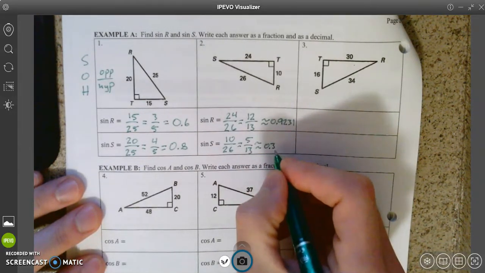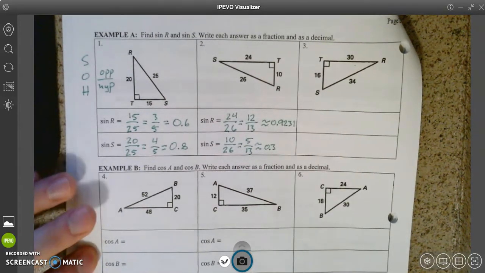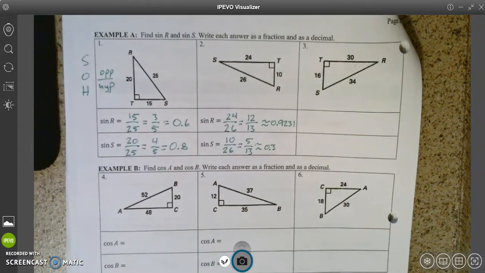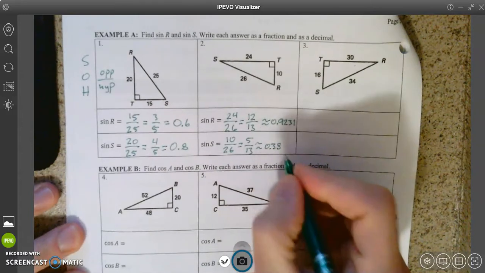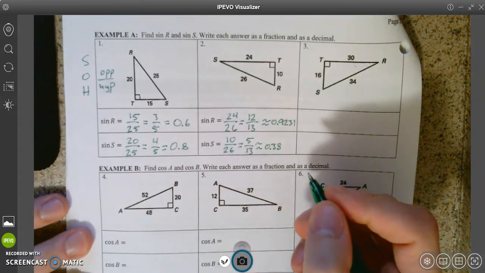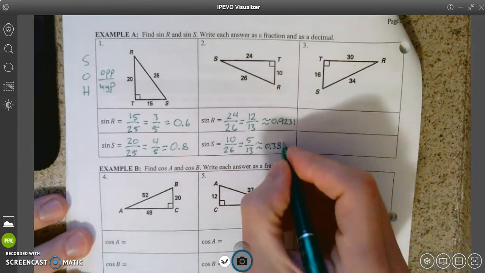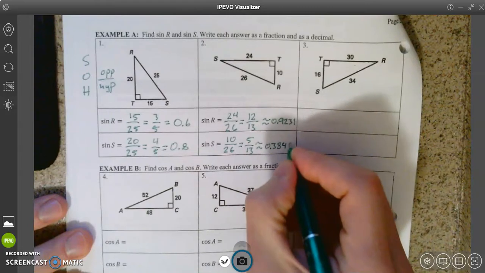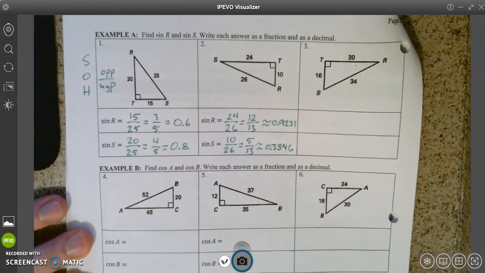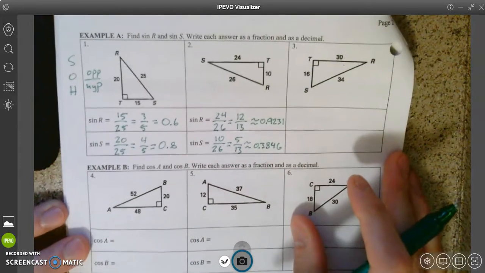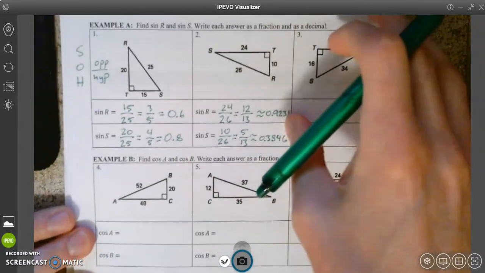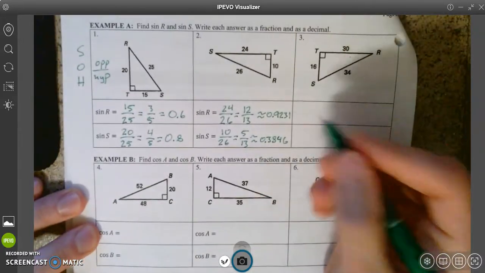And then 5/13 is approximately 0.3... Oh, my answer is smudged on my original document. I'm going to divide this out. Good thing I divided that out. It looks like a letter. 3.846. Yep. All right, there we go. It's definitely not a letter. That's number 2.